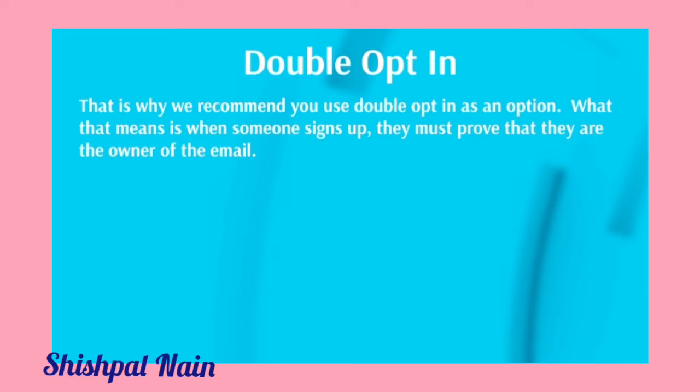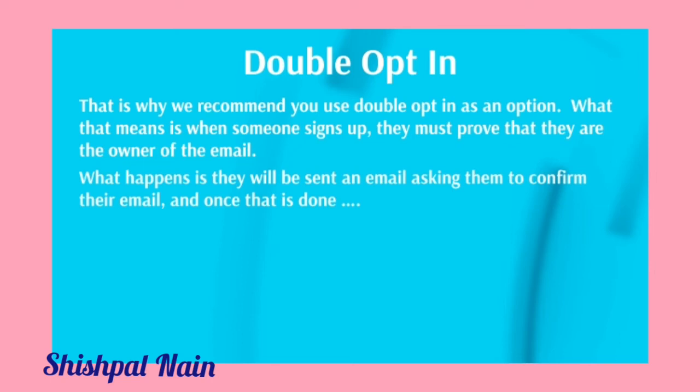Here's what double opt-in is. Double opt-in is when somebody signs up, and let's use the example before where they fill in their name and email address on your landing page and they click submit. At this point, they're not going to be added to your list. They're going to be added to a sort of pending list. What they have to do in this case is prove that they are the owner of the email. So they get sent an email asking them to click a confirmation link. And once they click that, then of course they're added to your email list.